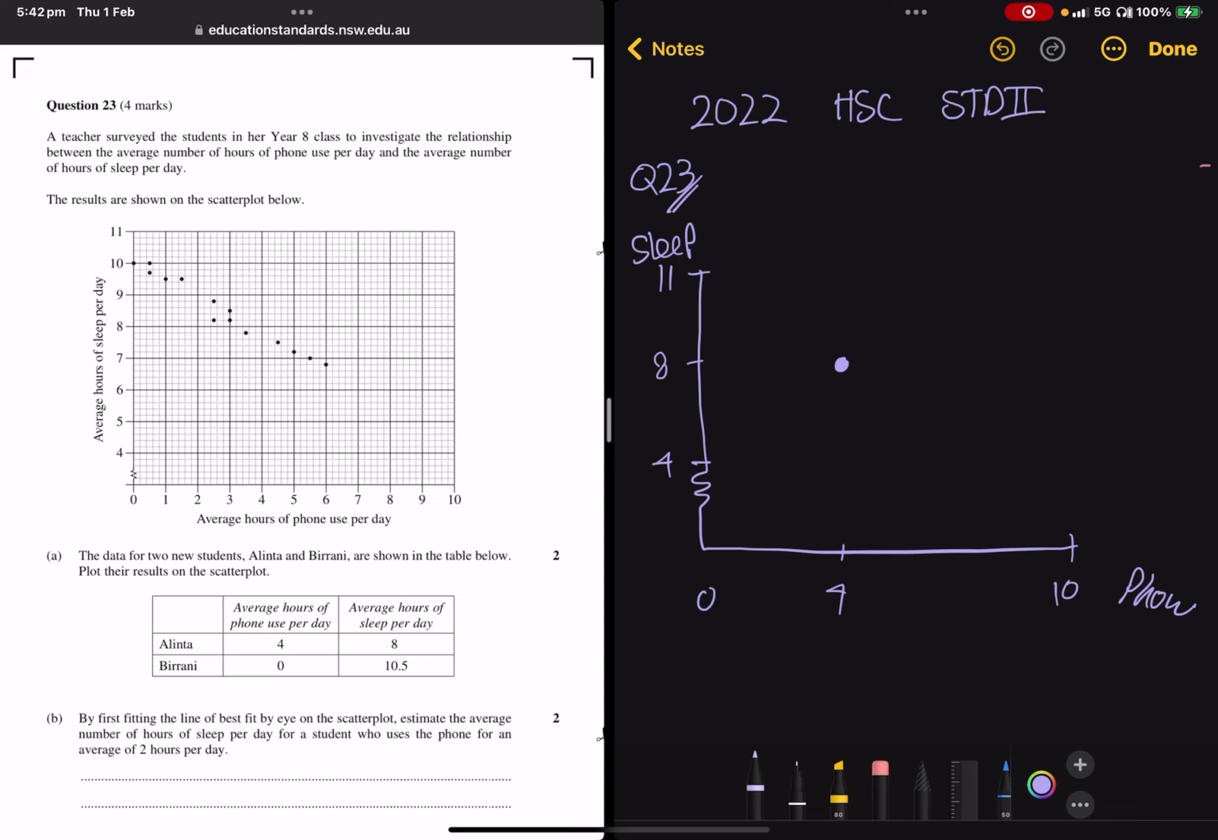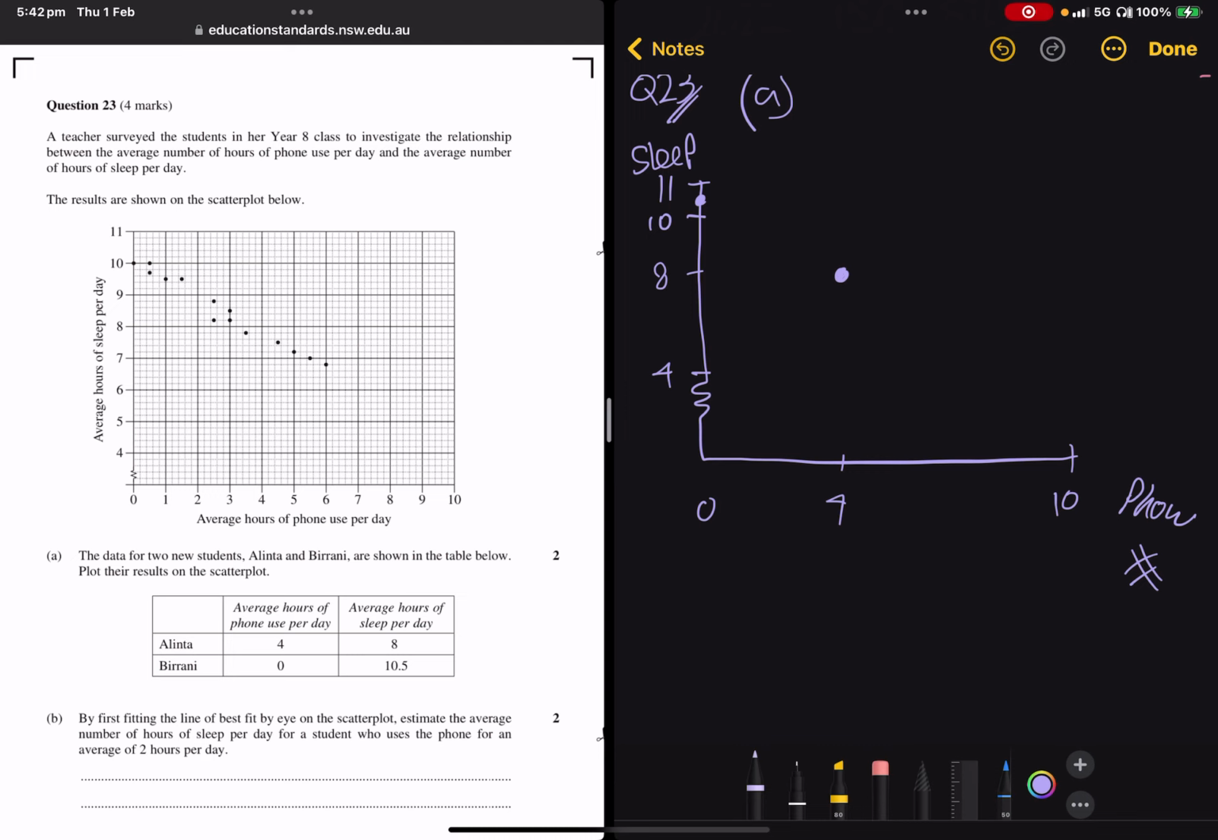And Birani has 0 hours of phone use, 10.5 hours of sleep. So she actually falls directly on the sleep axis, about here. So plot the results on the scatterplot. Done. So this is the answer to part A.